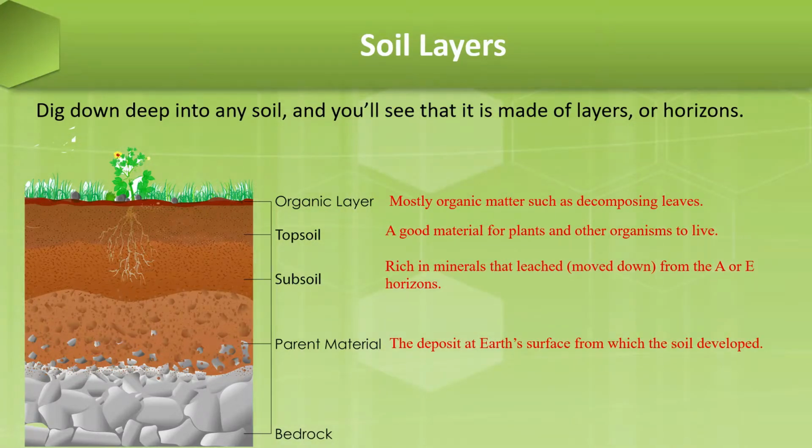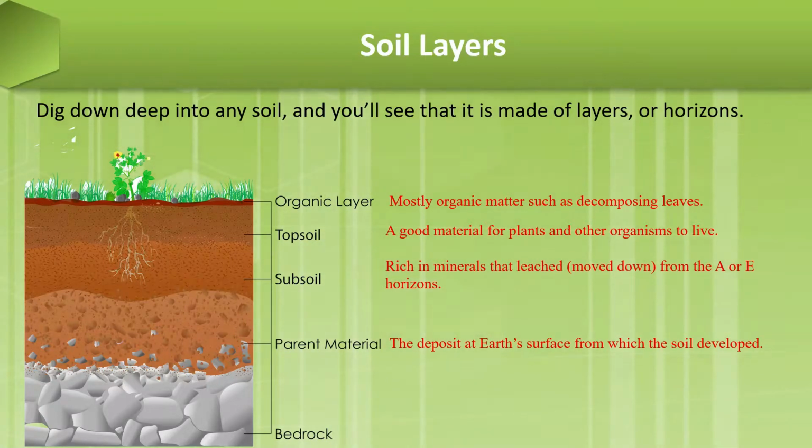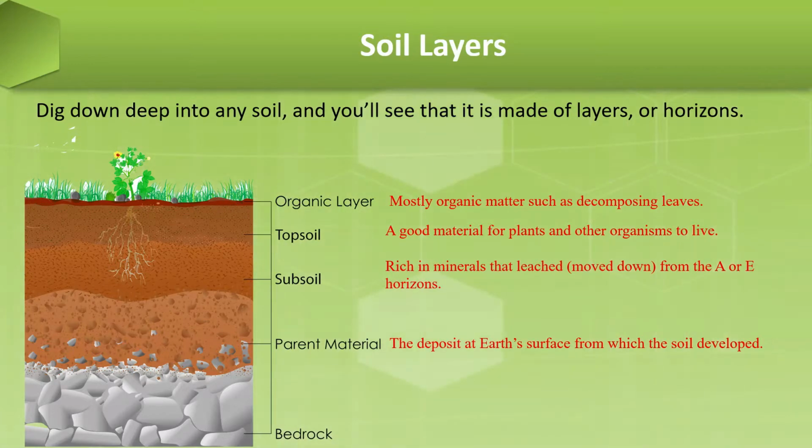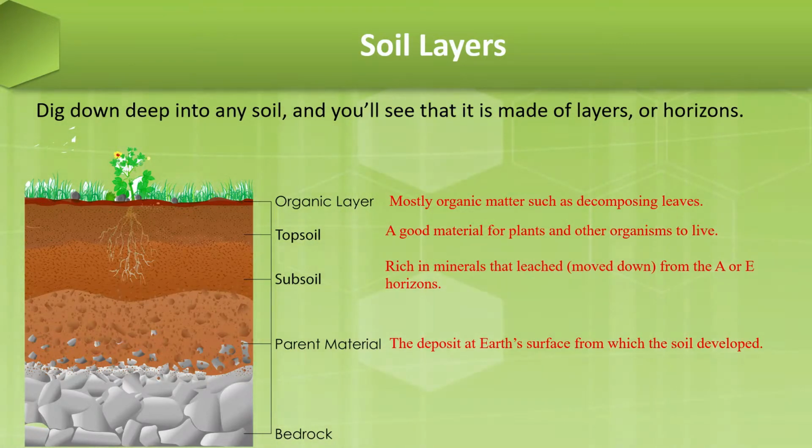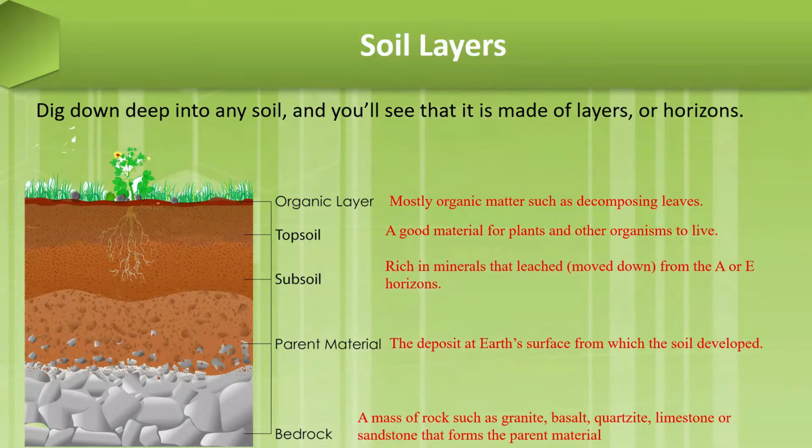The fourth layer is the deposits, the earth surface from which soil is developed. The origin of subsoil and topsoil is parent material, while the organic layer is made up of mainly dead parts of living things. So we call it parent material because it's like a parent for the sub and topsoil. The bedrock is a mass of rocks such as granite, basalt, quartz, limestone, or sandstone that forms the parent material.